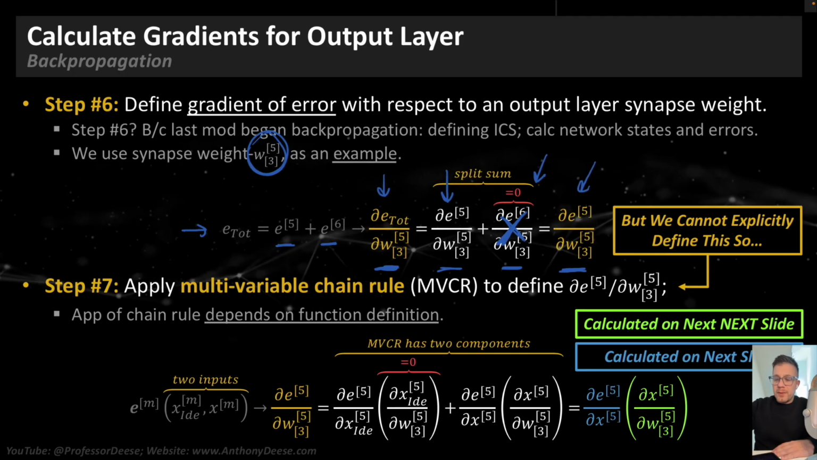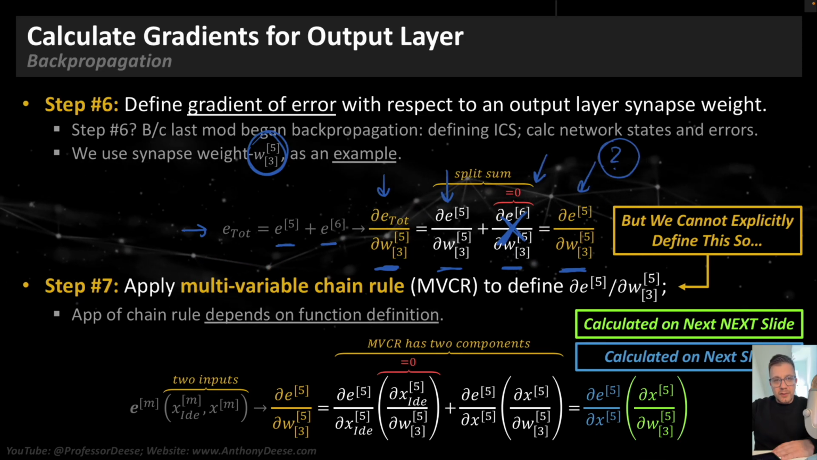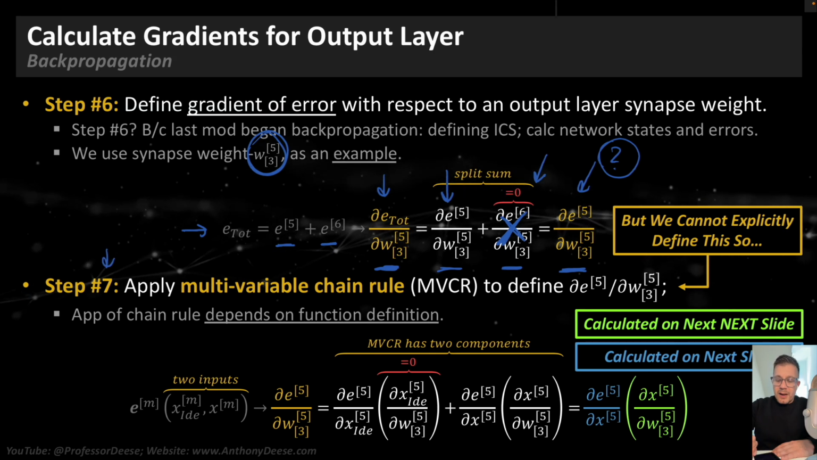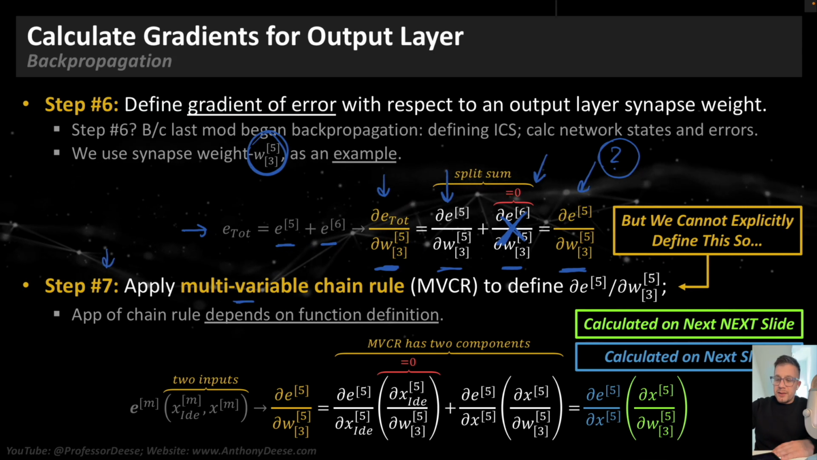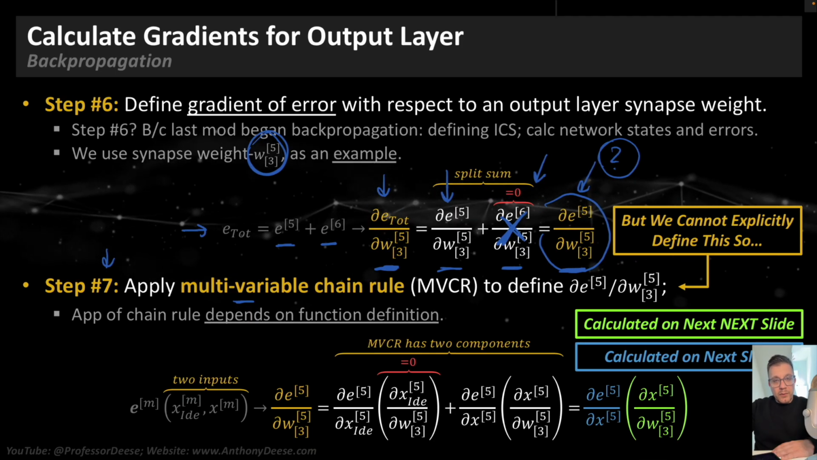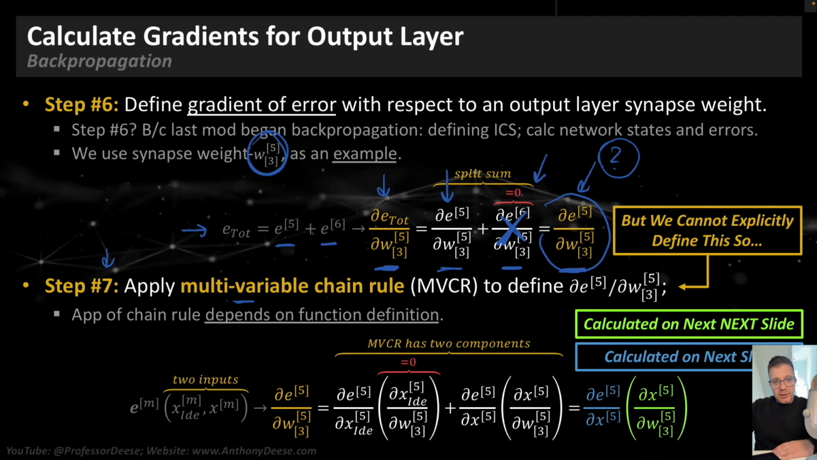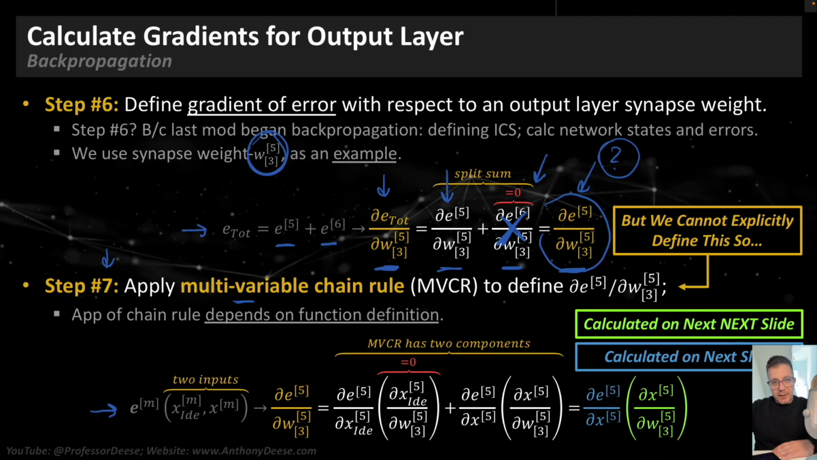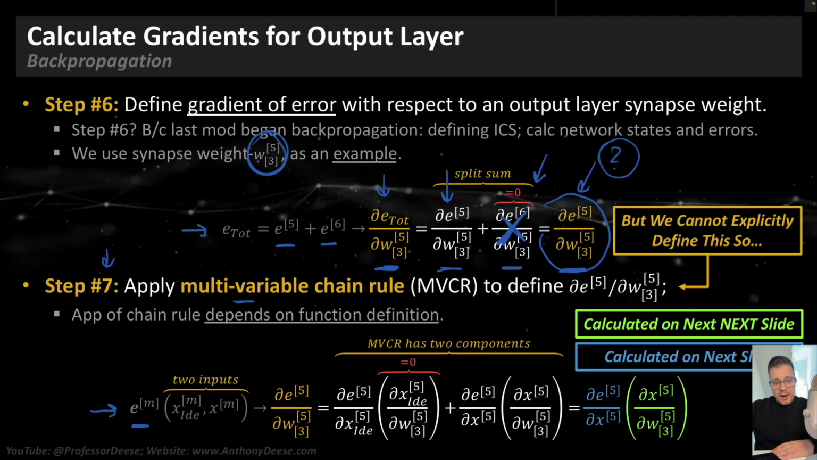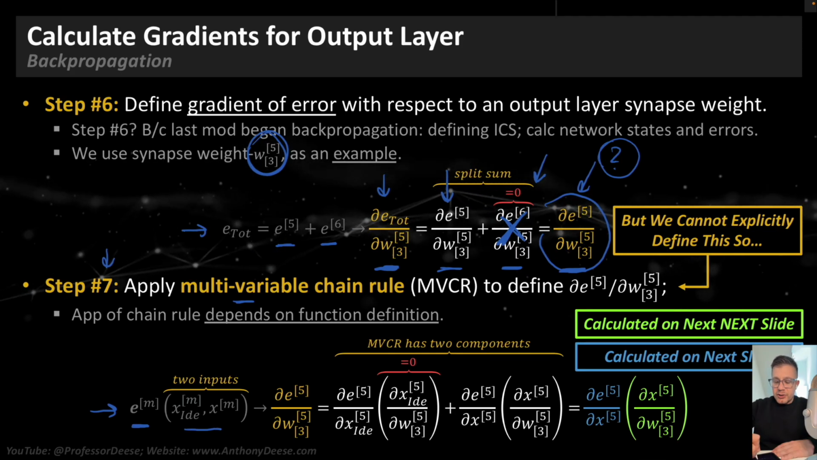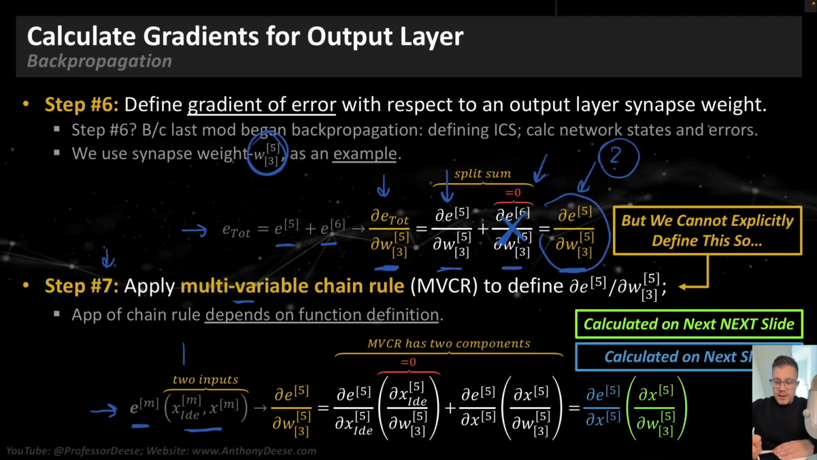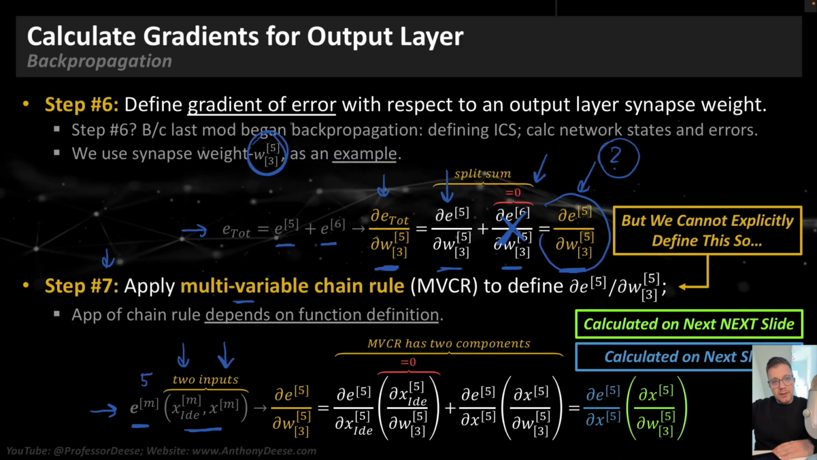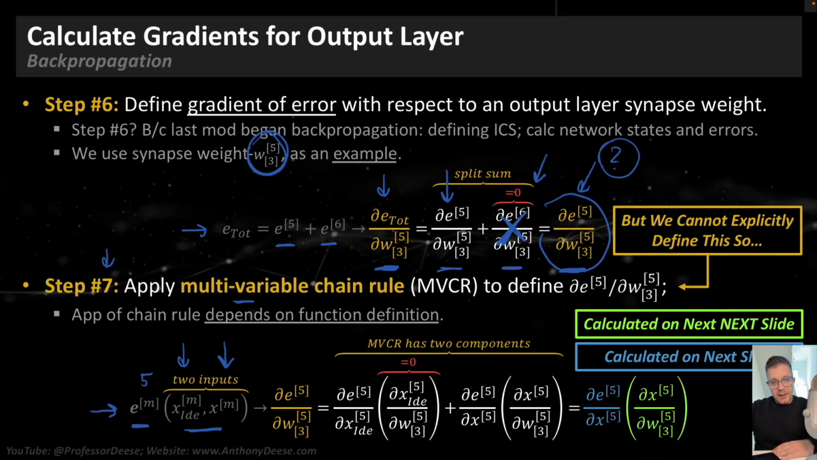Now, we're left with a problem because we cannot explicitly define this partial derivative, at least not the way our functions are defined. So we move on to step 7, and we apply the multivariable chain rule to split this partial derivative up into components that hopefully we do know how to define. Now, the application of the chain rule depends on the specific definition of the function we employ, and so let's repeat that here. Previously, we defined error component E^m as a function that accepts 2 inputs, 2 arguments. We have the ideal state of node m, in this case talking about node 5, as well as the calculated or estimated state of node m, in this case node 5.